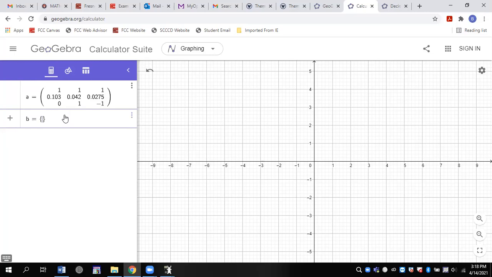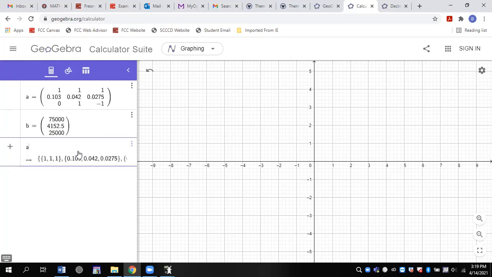Now matrix B equals curly bracket, and then each number needs its own curly bracket. 75,000, 4152.5, 25,000. See that? Each number for matrix B gets its own curly bracket because each number is its own row. Enter. There's matrix B. Looking perfect. And then my answer is A to the power, shift up arrow, shift 6, negative 1, then go right arrow or tab or click to the right, times asterisk, shift 8, times B.